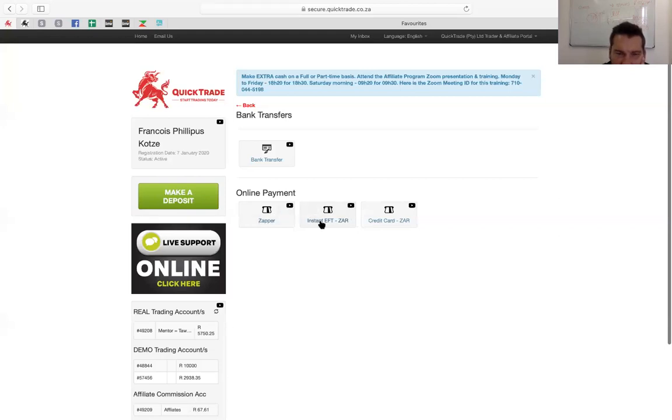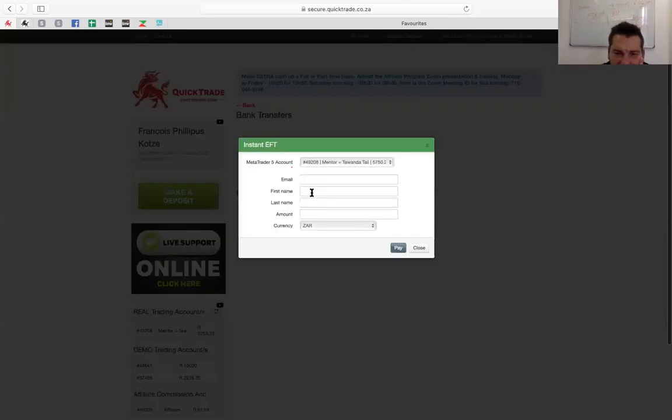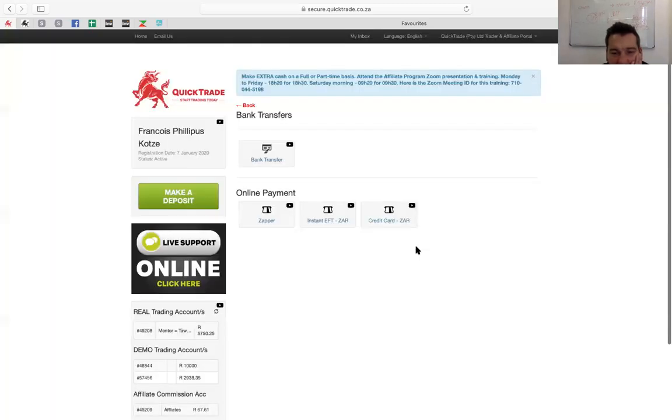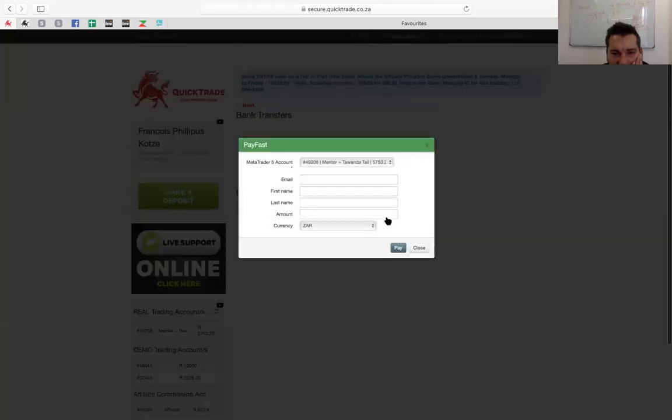Zapper, we've also got Zapper. You can transfer it through there. Instant EFT, you have to obviously put your email address, your name, surname, the amount, whether it's in ZAR or USD. On my other account, you can see it's USD. And then you can say to your real account, and Tawanda is going to get the message. You say pay, obviously you're just going to fill this in. And then they're going to get an email, and then from your banking app, you have to make an instant deposit or an instant EFT. Same story with your credit card.